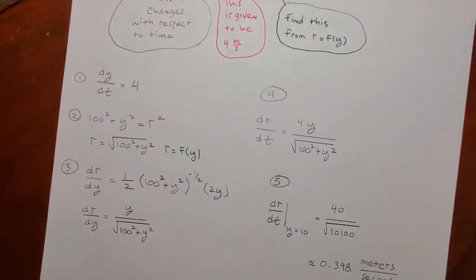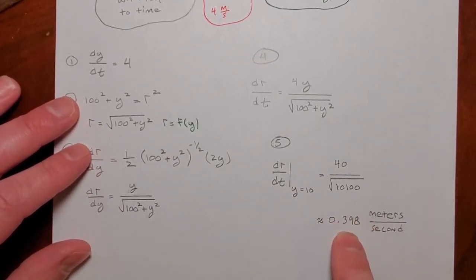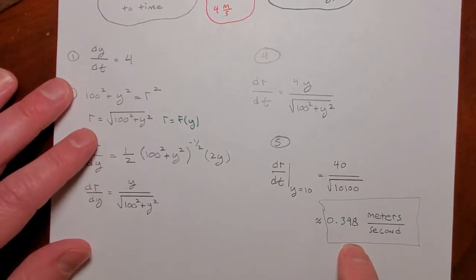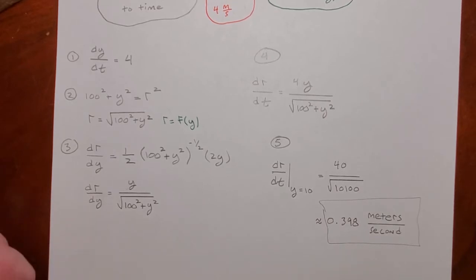But as it is, when it's fairly low to the ground, when y is 10, that's how fast it's moving away from me. So I'm watching it. It's moving vertically through the air at 4 meters per second, but I'm seeing it go away from me at 0.398 meters per second. All right, so the first example is done.